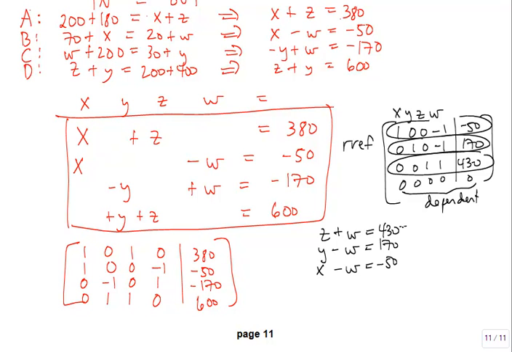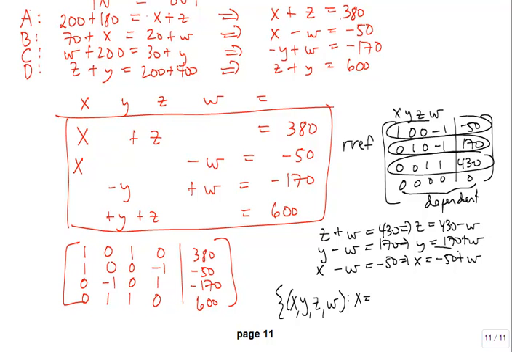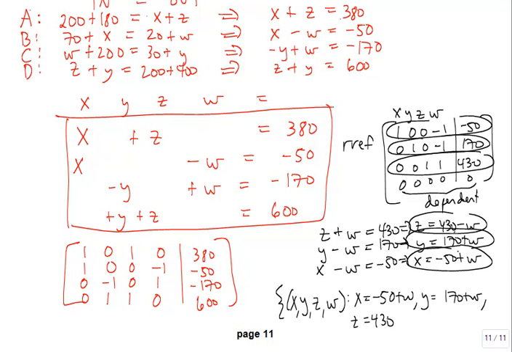Notice how W is in all three of these. So what we're going to do is we're going to solve X, Y, and Z in terms of W. So Z is 430 minus W. Y is 170 plus W. And X is -50 plus W. So when we write our final solution, we want all the ordered quadruples here, X, Y, Z, W, where the X is -50 plus W, the Y is 170 plus W, the Z is 430 minus W, and W is any real number.